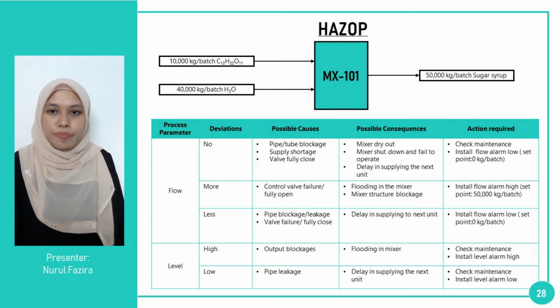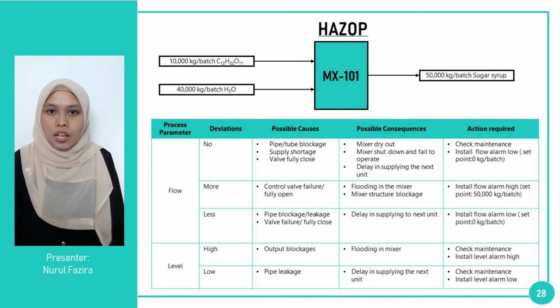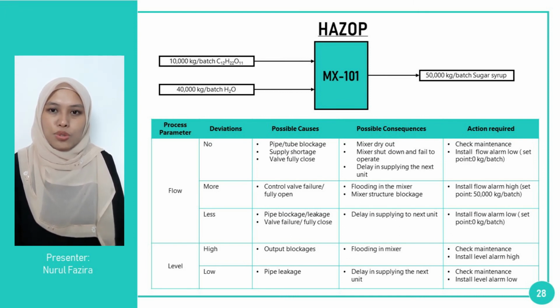Based on the table, possible causes for the no flow scenario are pipe or tube blockage or a problem with supply shortage. As a consequence, our mixer will dry out, there will be a delay in supplying to the next unit, and in the worst case the mixer will shut down and fail to operate. To prevent it, we need to do maintenance checkups regularly and install a low flow alarm for the equipment.